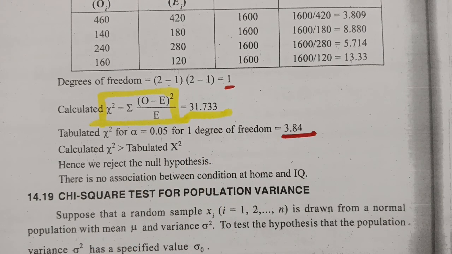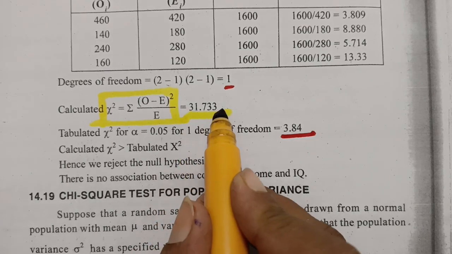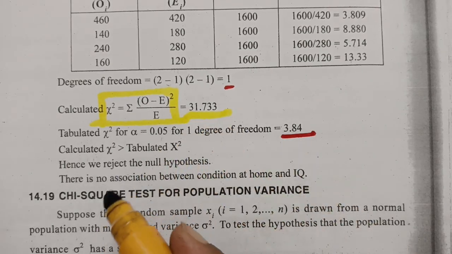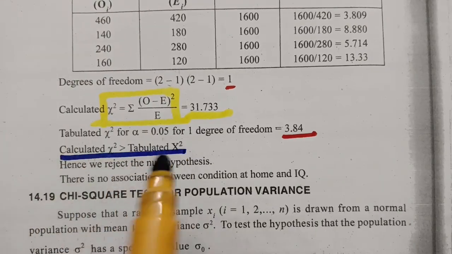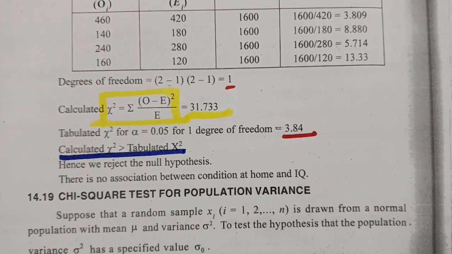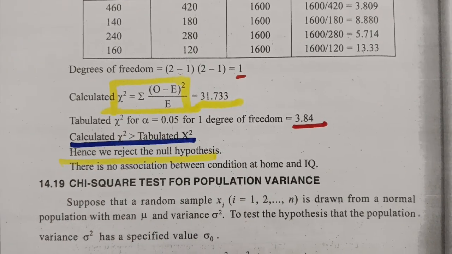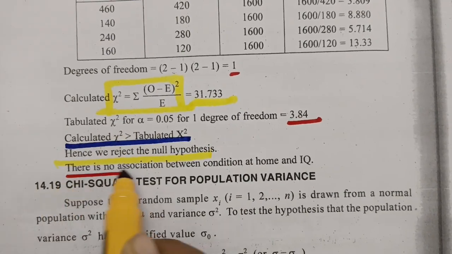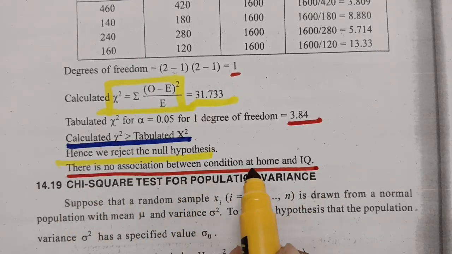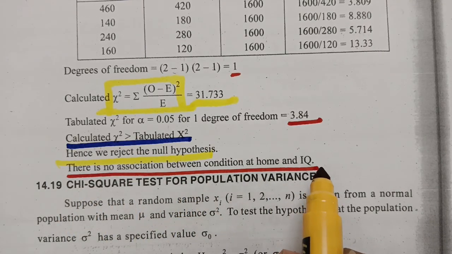And therefore when you observe these two clearly, this is the calculated value and this is the tabular value. Clearly the calculated value is greater than the tabular value, and therefore we are going to reject the null hypothesis, and therefore there is no association between the conditions. So here is the conclusion that there is no association between the conditions at home and IQ.